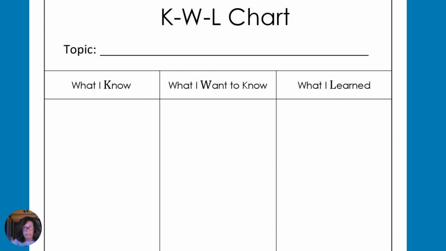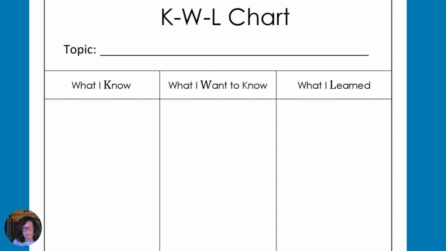You draw a 3-column table on a large sheet of poster paper or on the board. I prefer to do it on a large sheet of paper because I can always put that aside and then bring it back to the front of the classroom at the end of the lesson. So you create here 3 columns. The K column will be what I know. The W column is what I want to know. And the L column is what I learned.